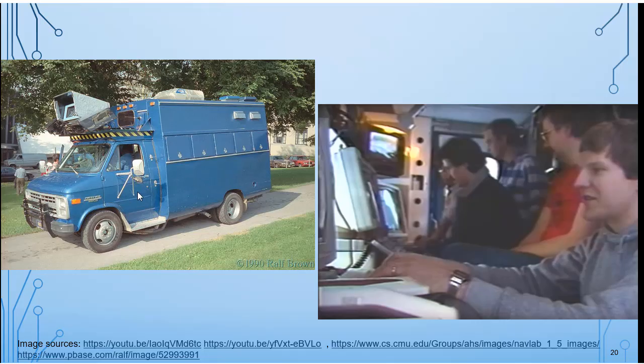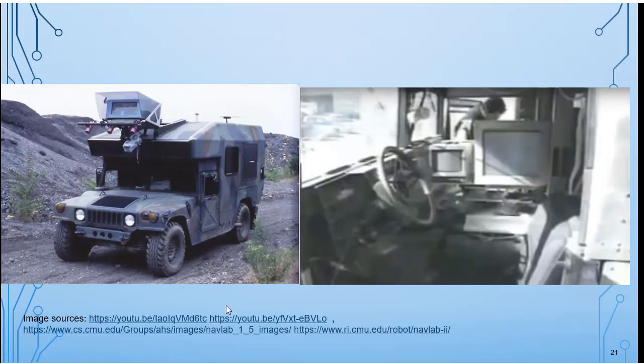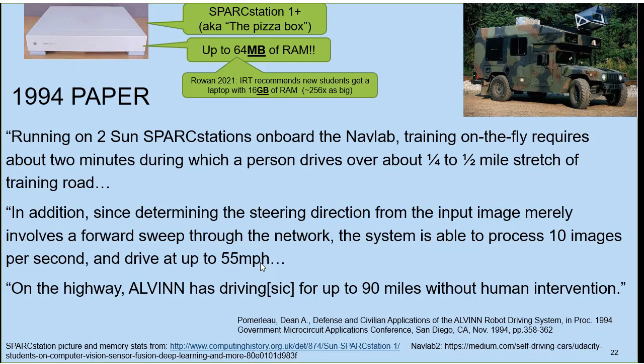The newer version of ALVINN worked on an Army Humvee ambulance. It was an ambulance because, of course, computers were huge, and this is one of those CRT monitors that sticks out way far in the back. And so the ambulance gave lots of room in the back to drive. Here's your Spark Station, up to 64 megabytes of RAM. Wow, megabytes, right? This is what it was running on.